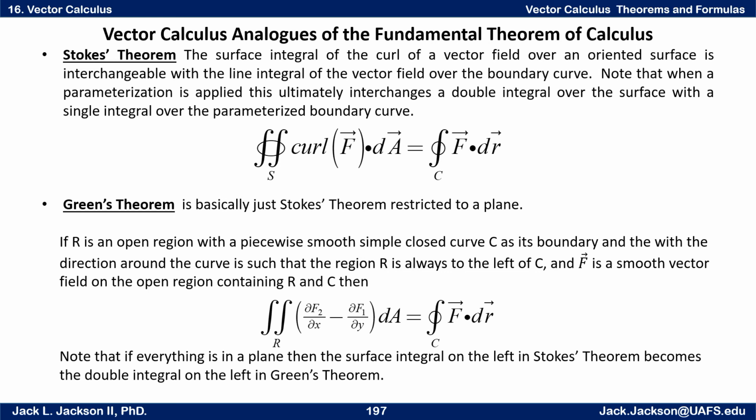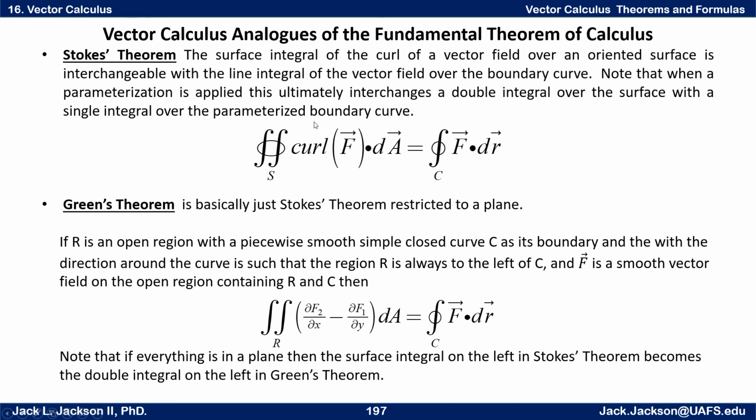Green's theorem is basically just Stokes' theorem restricted to a plane. So if you notice, the right side is exactly the same here and here, but this side here becomes this side here once you work this out for 2 dimensions, because R is an open region with a piecewise smooth simple closed curve as its boundary, and the direction around the curve is such that R is always to the left of C, so that the normal vector will point out of the plane. And F is a smooth vector field on the open region containing R and C.